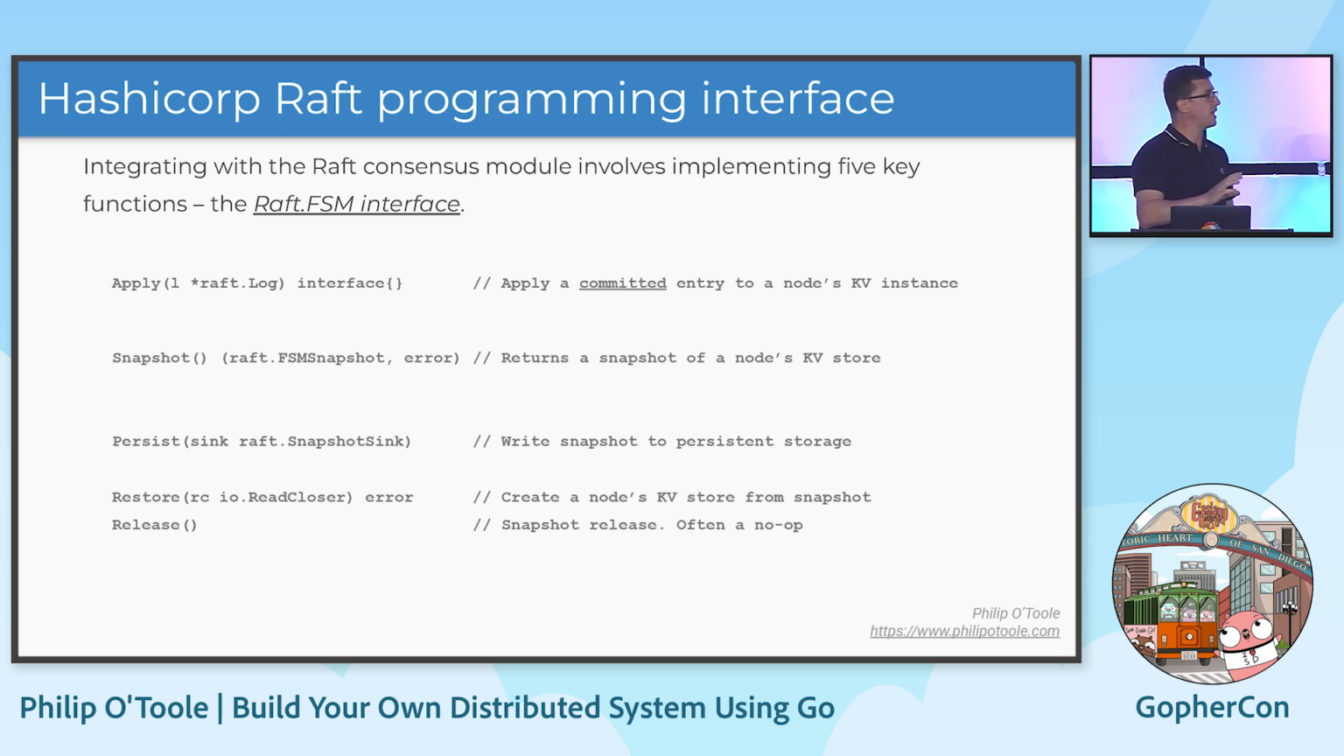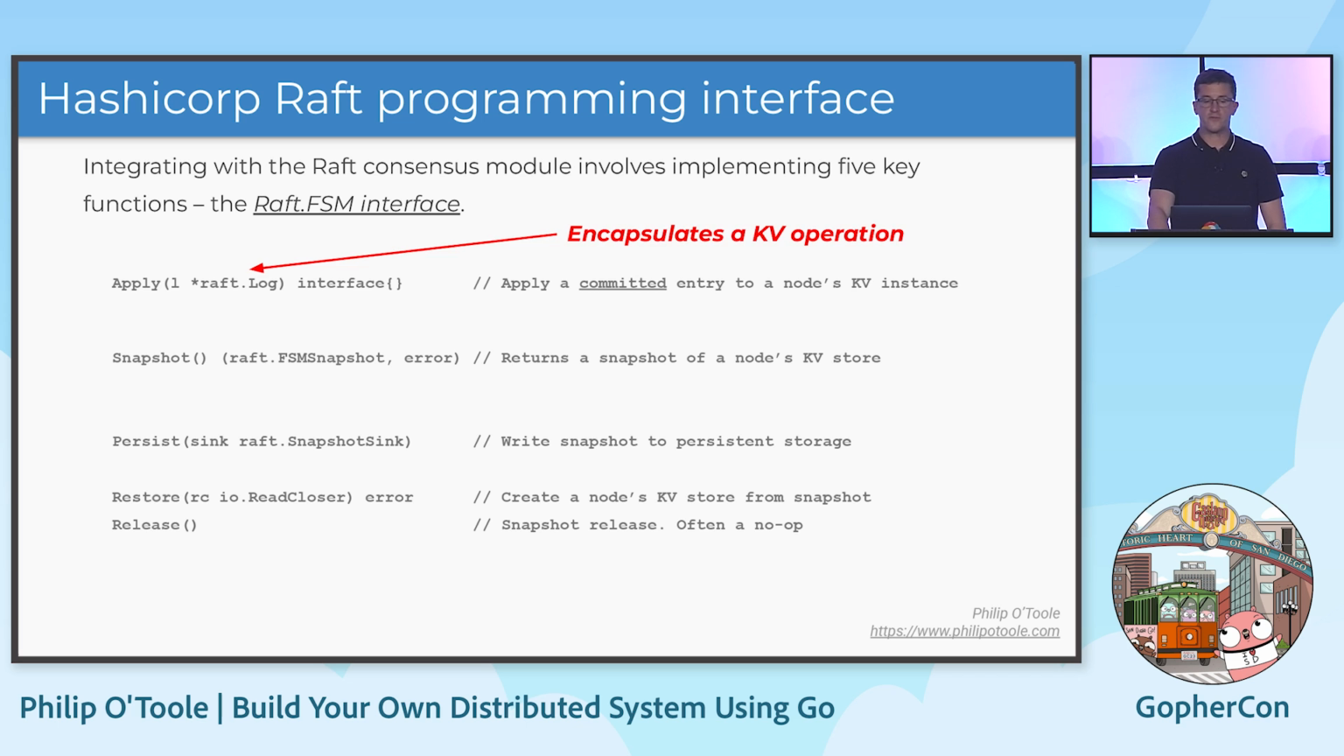One more detailed slide, and then we'll be back to the architecture diagrams. This is more for completeness, but what I want to show is these are the 5 functions that you must implement to integrate with the HashiCorp library. Don't worry too much about the details. What I really want to do here is to give everybody a sense of what you need to do to integrate your data, your state machine, with the HashiCorp library.